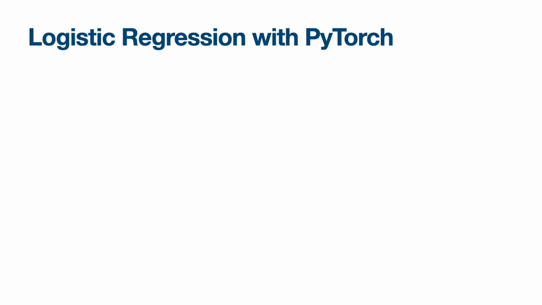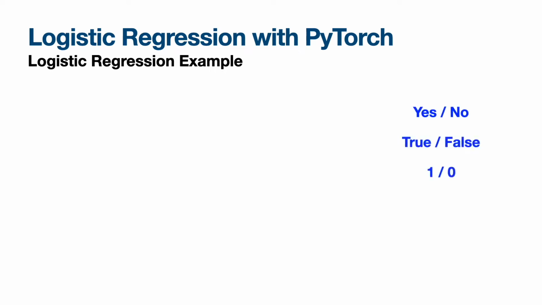In this session, we will build a logistic regression model using PyTorch. First, let's understand what a logistic regression is. In logistic regression, our model predicts the probability of a binary event occurring. A binary means something we can say yes, no, true, false, or 1, 0. So, logistic regression is a binary classification task.